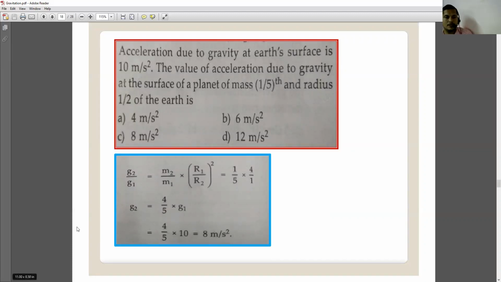So when we compare these things by using the equation of g, g2 upon g1 is nothing but M2 upon M1 into (R1 by R2) squared, where we can write this value as 1/5 into 4 by 1. After calculation, we get g2 is equal to 4 by 5 into g1. After calculation, we get the value of g2 as 8 meter per second square, which is our option C.